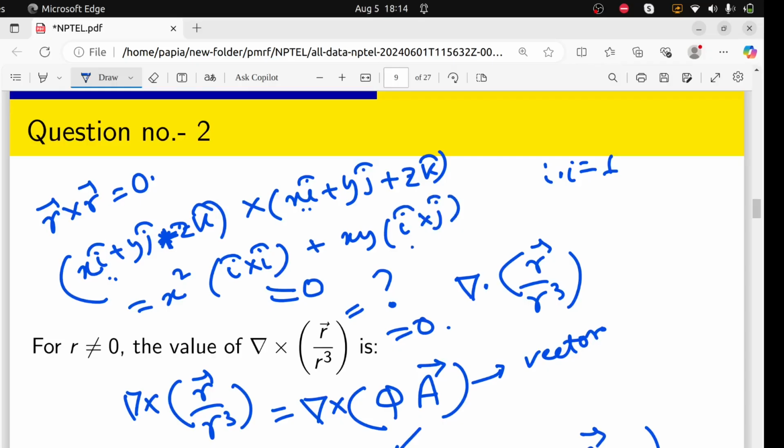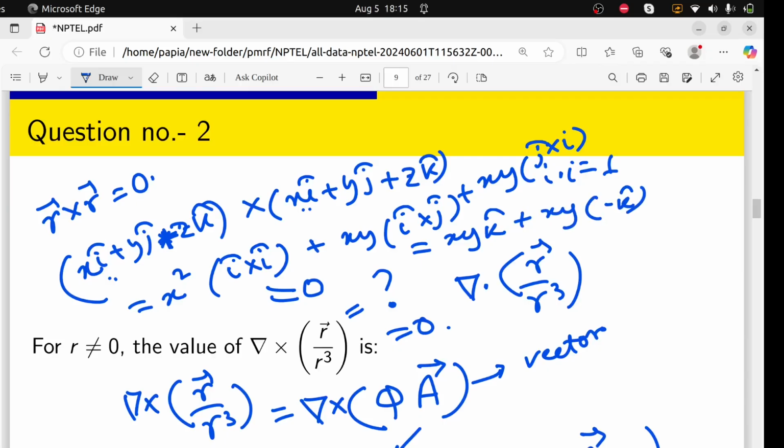Yes, that will come. So it will be like k cap. But another one will come as, let's say, j cap cross i cap. So j cap cross i cap x y will also come. That will give me minus x y k cap, because j cap cross i cap is giving us minus k cap. So x y k cap minus x y k cap means it will come as 0.